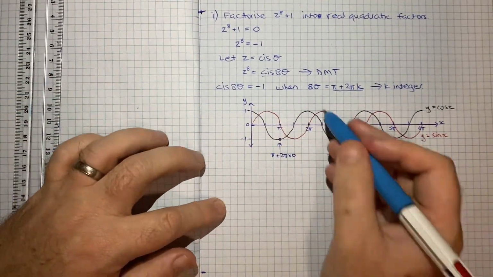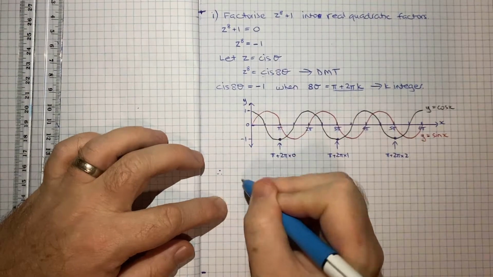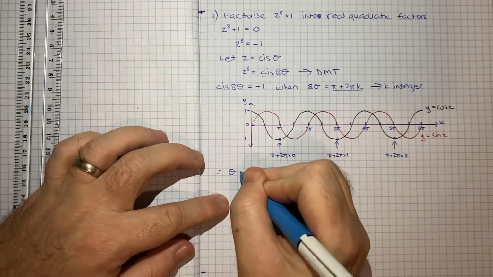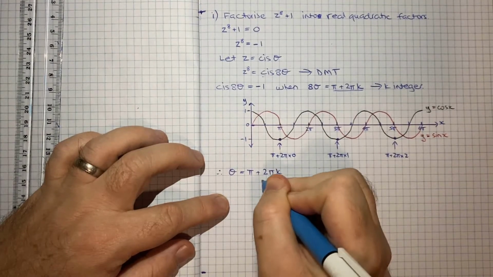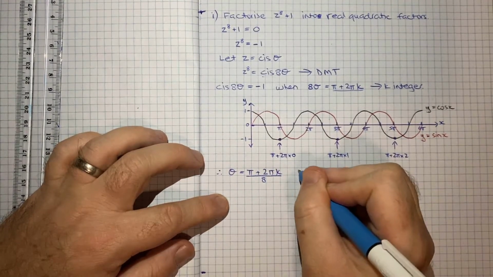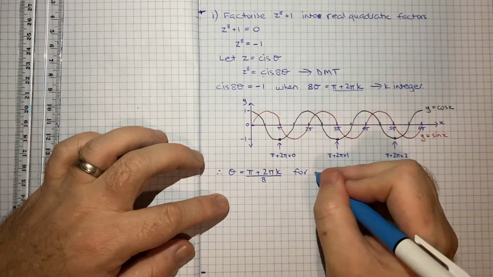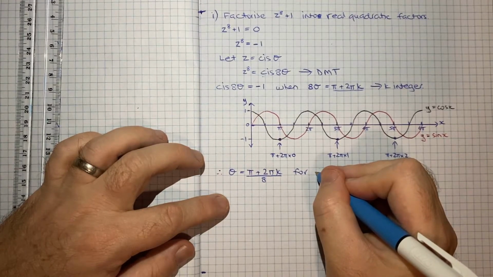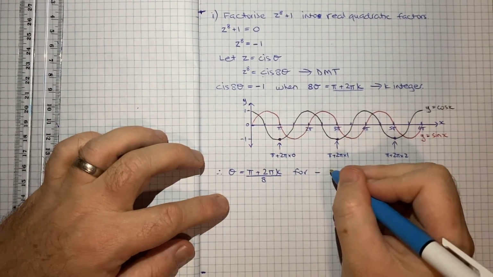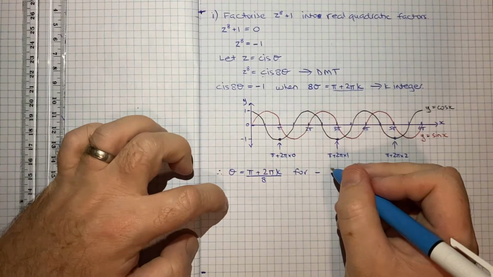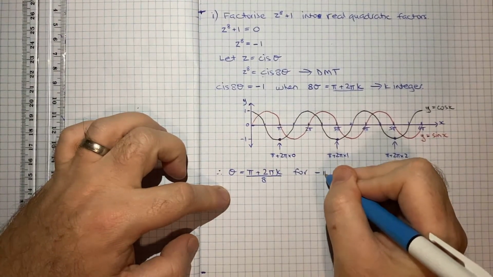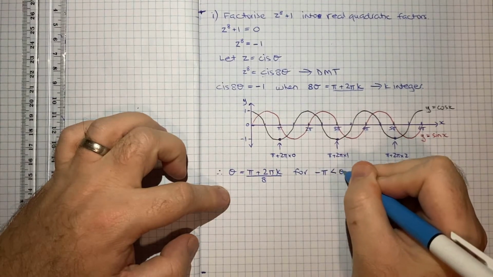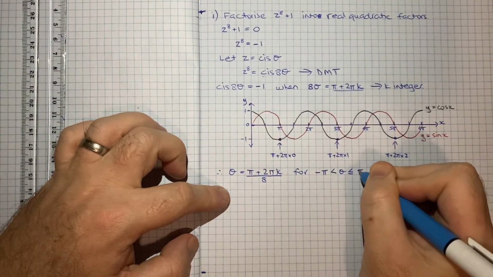So now if we just isolate theta, we can say what we want is theta being equal to pi plus 2 pi k on 8, for theta between -pi and pi inclusive.